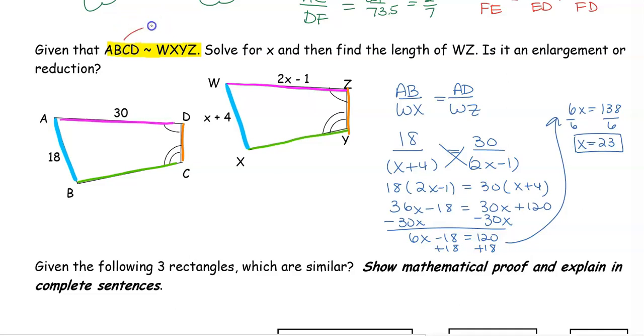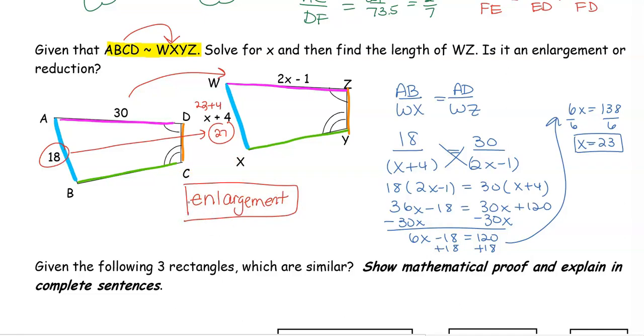And remember, this is based on the similarity statement. So I'm going from ABCD to WXYZ. If I start here and I go to here, are my numbers getting bigger or smaller? If x is 23, 23 plus 4 is 27. So I'm going from 18 to 27. I'm getting larger. Therefore, this is going to be an enlargement.